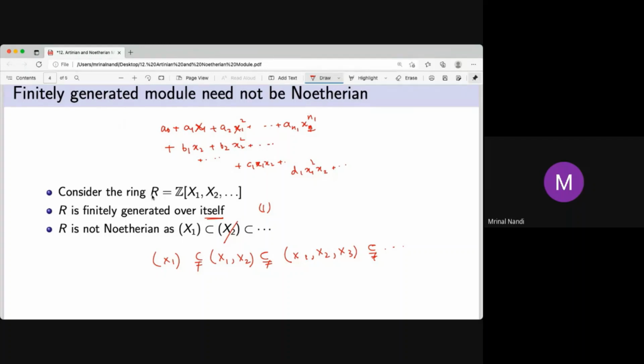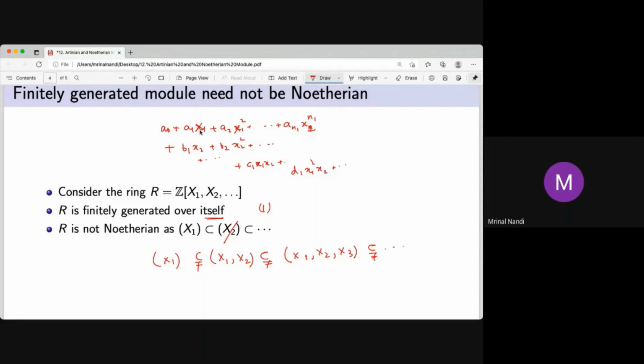So take the ring whose coefficients are from Z, and the variables are x1, x2, ..., xn, and so on. There are infinitely many variables. But remember that a polynomial has finitely many terms. The number of variables may be infinite, but each particular polynomial involves finitely many variables because there are finitely many terms.